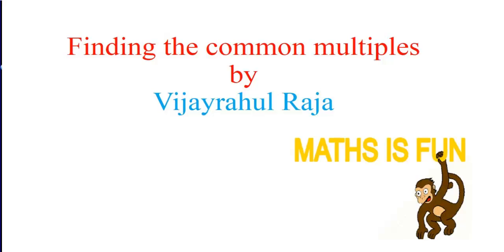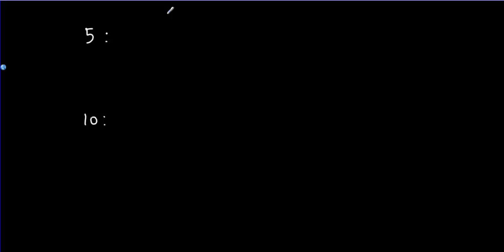In this video, I'm going to be showing you how to find the common multiples of two numbers. So let's get started with these two easy numbers, 5 and 10. First, what you have to do is write the multiples of each of the numbers and then find the common multiple from both sets. So what I mean by that.